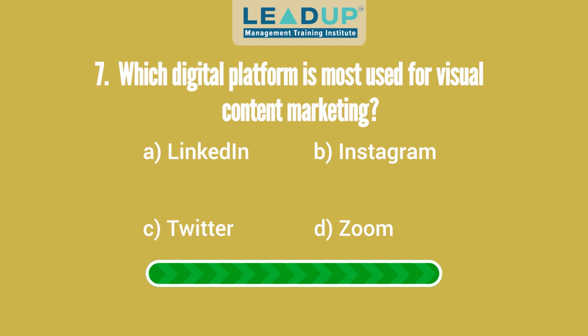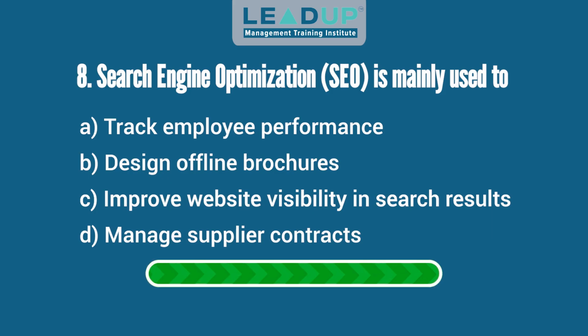Question 7. Which digital platform is most used for visual content marketing? A. LinkedIn, B. Instagram, C. Twitter, and D. Zoom. Answer: Instagram.